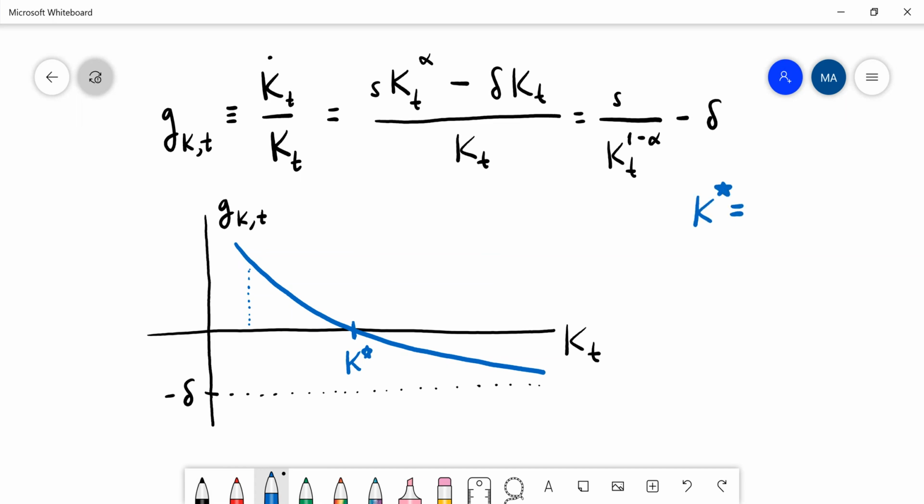Okay, and that K star is again the same, right? So it is s divided by delta, to the power 1 over 1 minus alpha. And once again, since this is the same model already, we're going to see that the transition is stable, right? The steady state is stable.